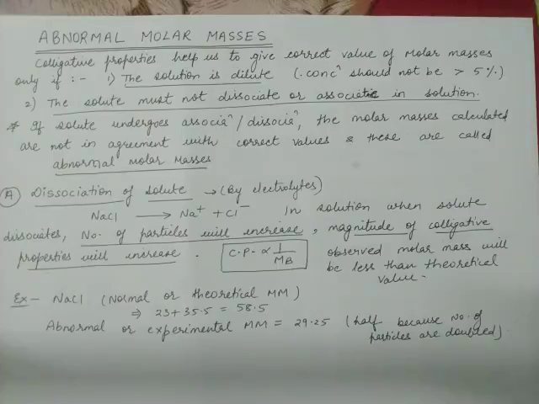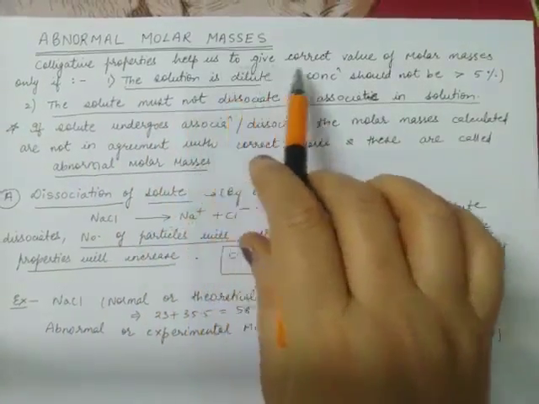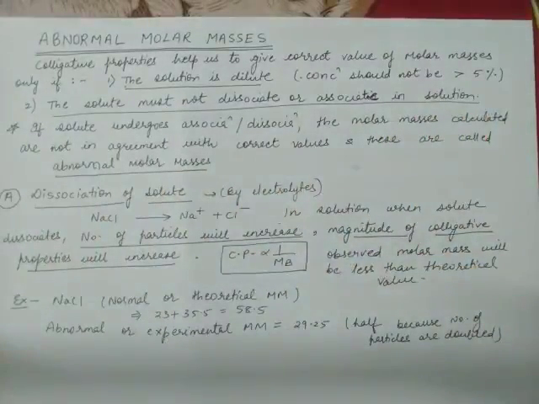Now we are moving to the last part of this chapter, last section of this chapter, last topic of this chapter, that is abnormal molar masses and Van't Hoff factor. So this topic is also related to colligative properties only. Listen carefully. Colligative properties help us to give correct value of molar masses. With the help of colligative properties, we can calculate molar mass of unknown solute only if, two conditions are there: the solution must be dilute, that is, the concentration should not be greater than 5%. Then only we can use colligative properties.